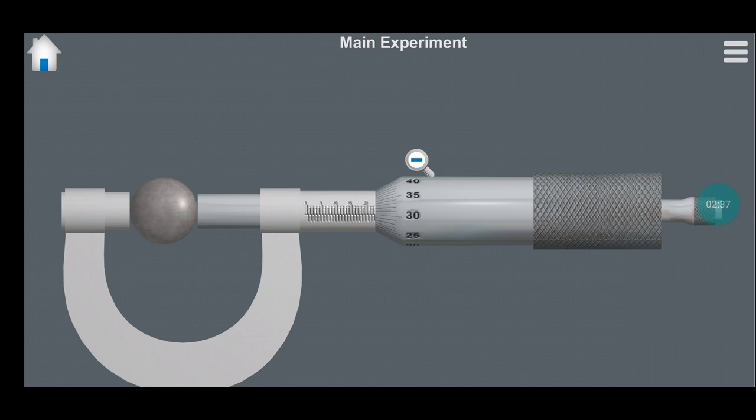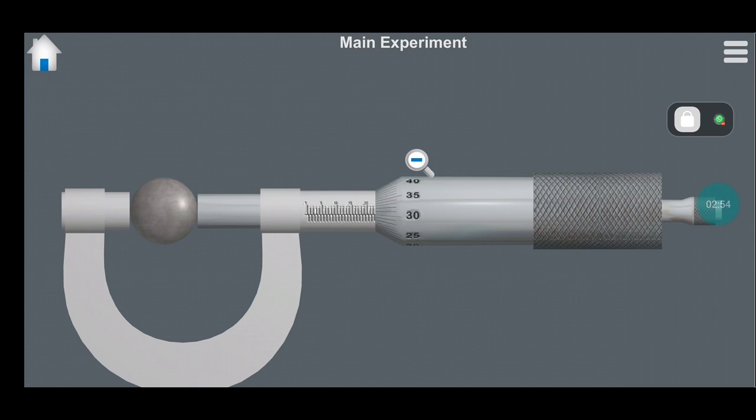So now we will take the reading. As you can see on the main scale, it is 20, 21, 22, 23, 24, 25. So the main scale reading is 25 centimeter. Now we will take the circular scale reading.